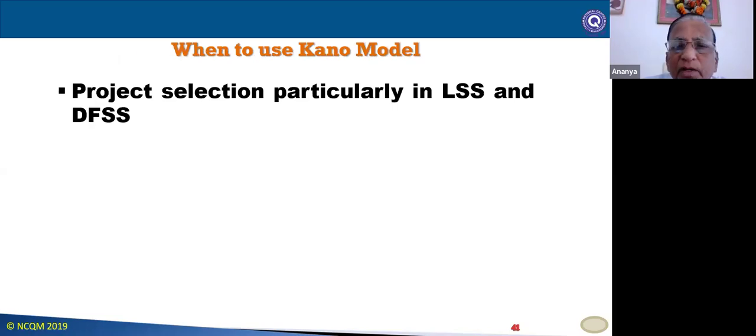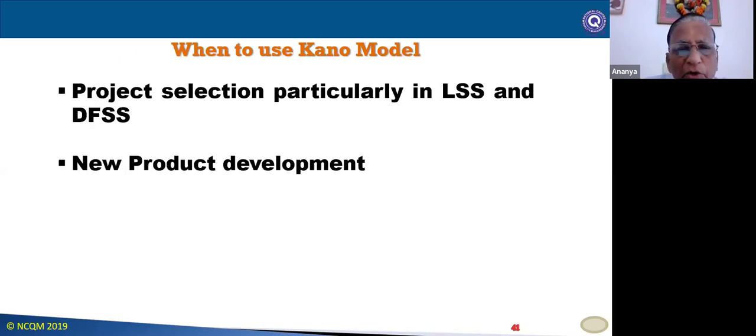Okay, so we'll not go into that. So where are Kano models normally used? In project selection, particularly in Design for Six Sigma or Lean Six Sigma we are talking about nowadays. Six Sigma we'll talk about in our module 4, where we talk about the concept of defect minimization. So when you do project selection, this kind of model is normally used.